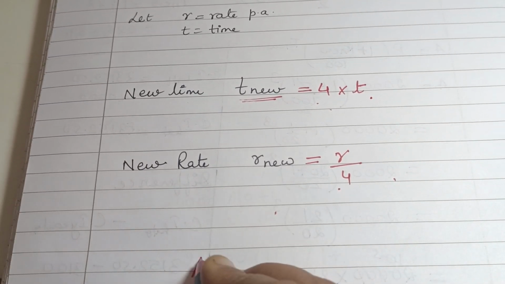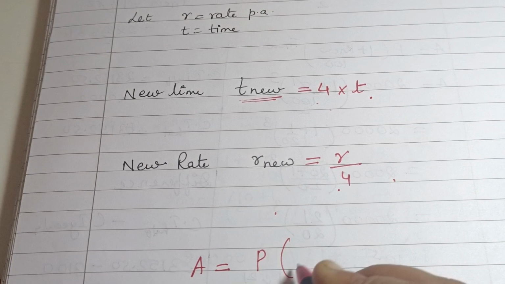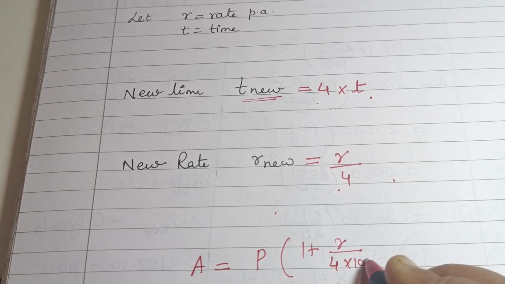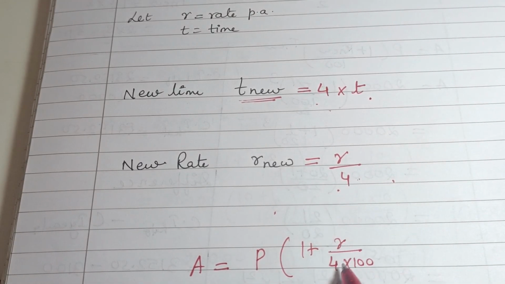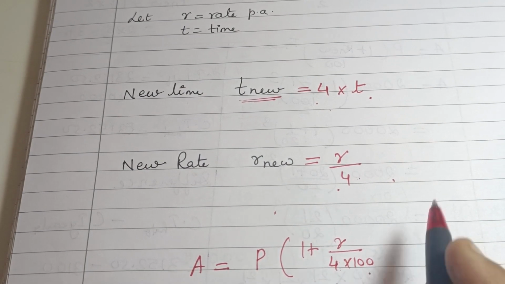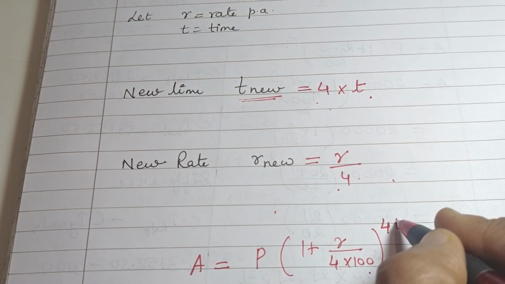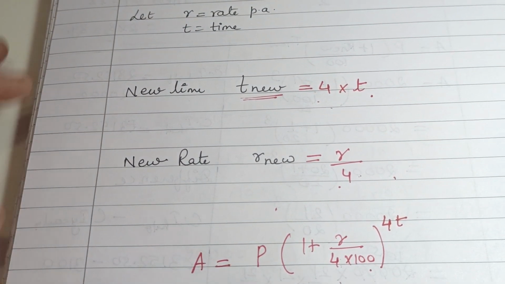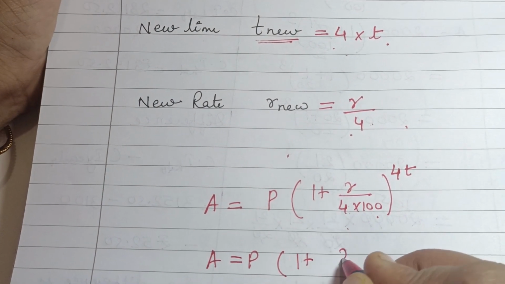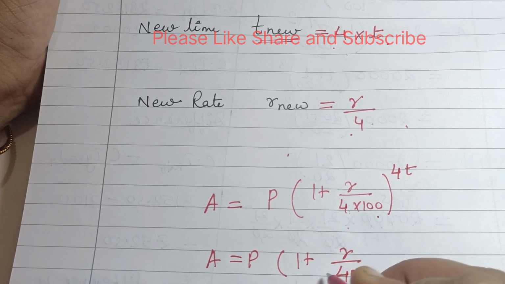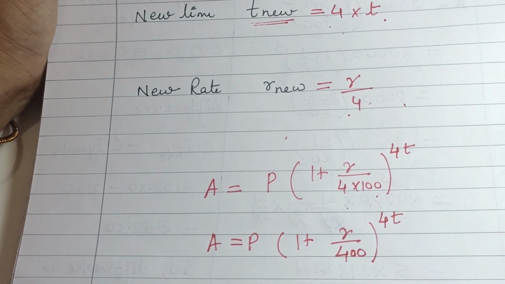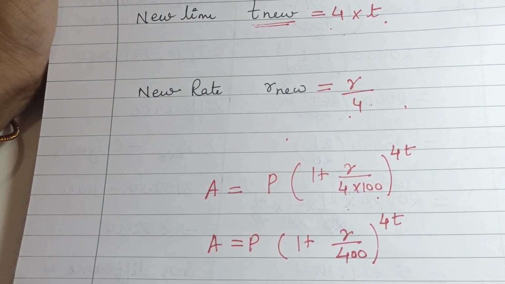Now what will be the formula for the amount? P into 1 plus, in place of R, what will come? R upon 4 into 100. As this 4 is in the denominator, in the fraction this 4 will come in the denominator and be multiplied with 100. And the time will be 4t. So when you are calculating quarterly compound interest, the formula will become A equals P into 1 plus r upon 400 to the power 4t. Now we are going to see how it is applied in questions.